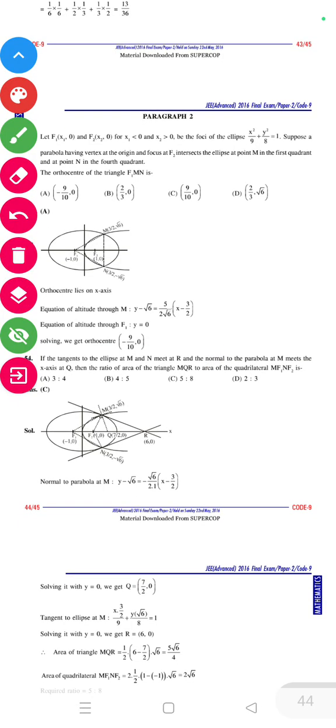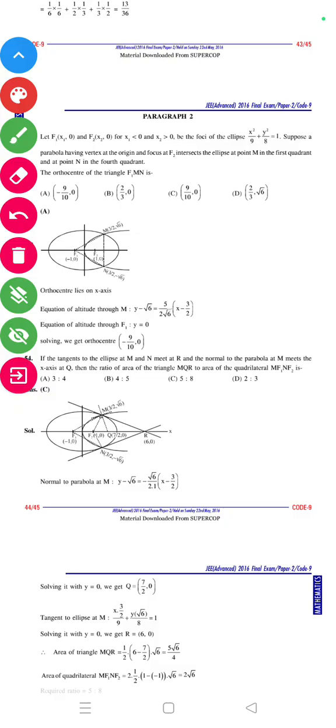अगला क्वेश्चन है कि let F1(x1, 0) and F2(x2, 0), for x1 < 0 and x2 > 0, be the foci of the ellipse x²/9 + y²/8 = 1. Suppose a parabola having its vertex at the origin and focus at F2 intersects the ellipse at point M in the first quadrant and at point N in the fourth quadrant. The orthocenter of the triangle F1MN is. तो यहाँ पर M (3/2, √6), F1 (−1, 0), F2 (1, 0) और N (3/2, −√6). Orthocenter lies on the x-axis.